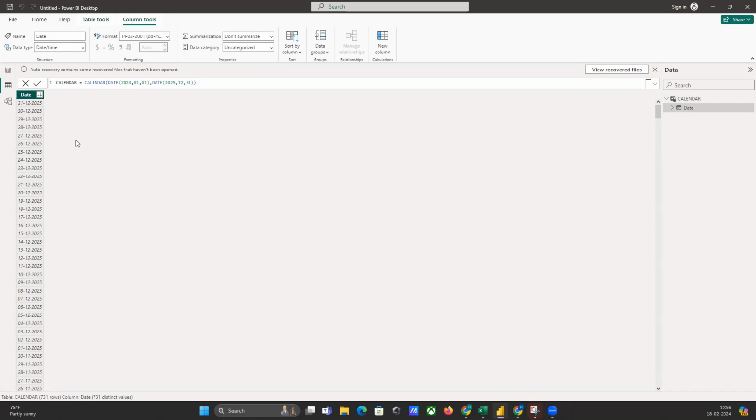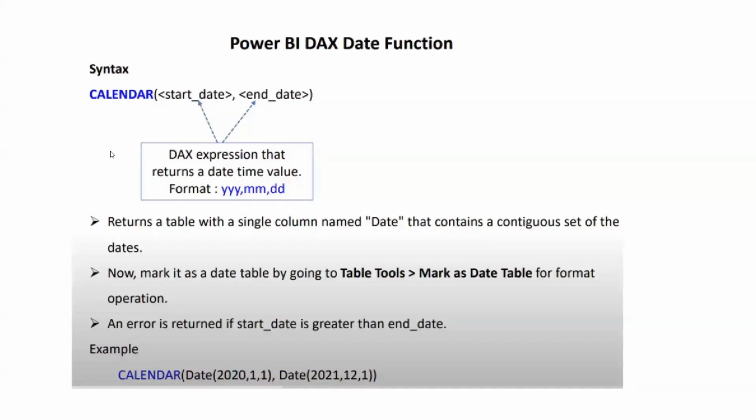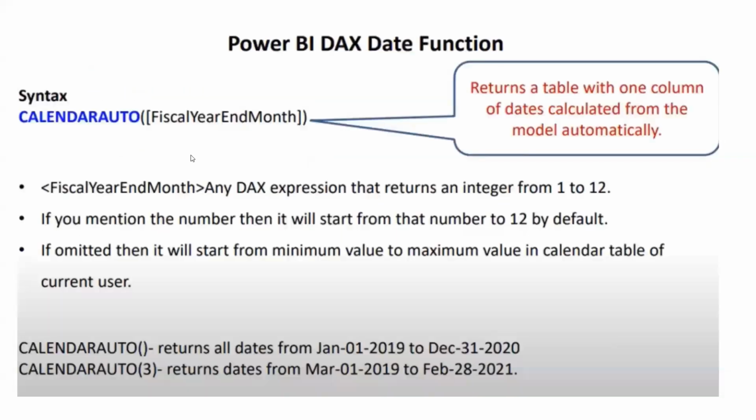Now, let us move ahead and understand the concept of the CALENDARAUTO function in DAX. What does this mean basically? In the CALENDAR function, you just need to enter the start date and the end date, and then you get the list of dates between those two dates. In the CALENDARAUTO function, you have to pass an argument, the fiscal year end month.